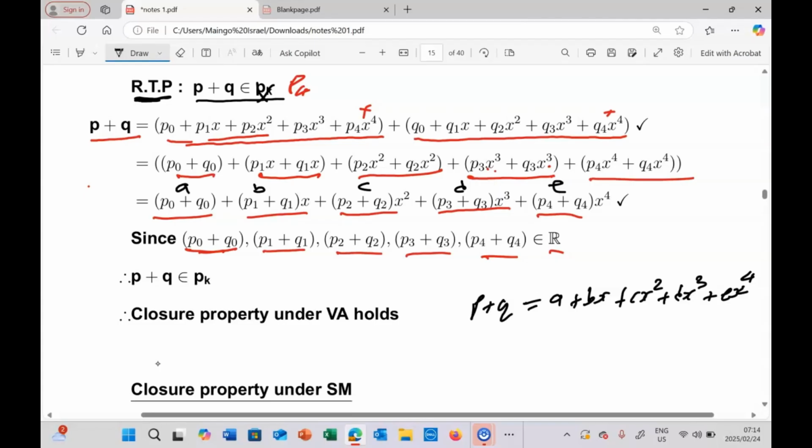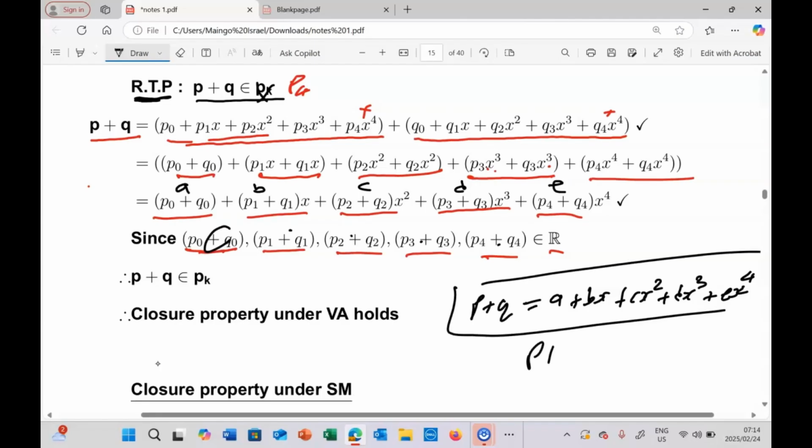Because these are constants, all of them belong to the real numbers. So if you let them be A, B, C, you can properly see what we are talking about. This means that P plus Q belongs to P4. This is a simple thing.